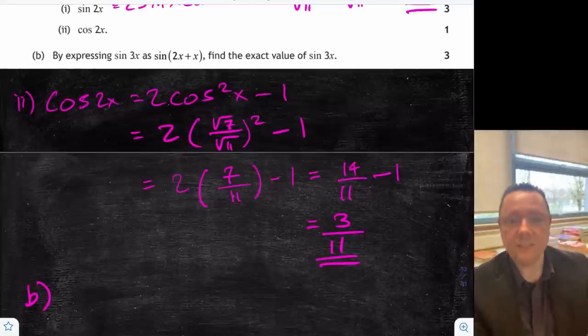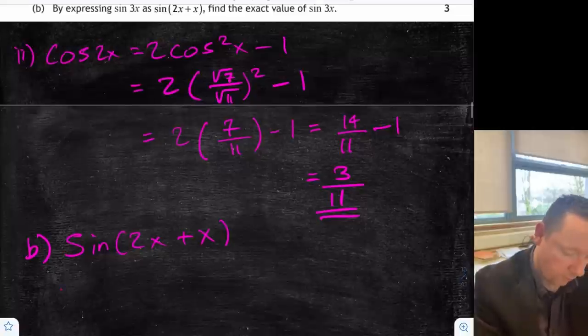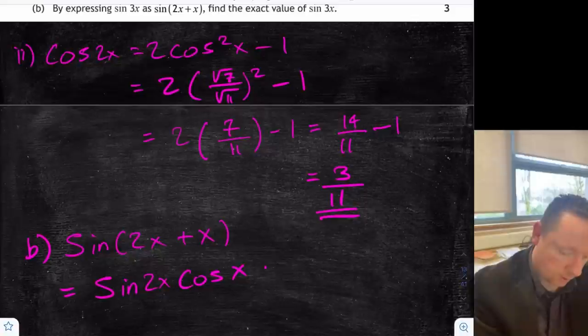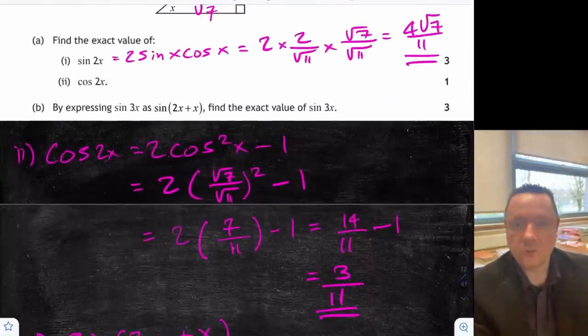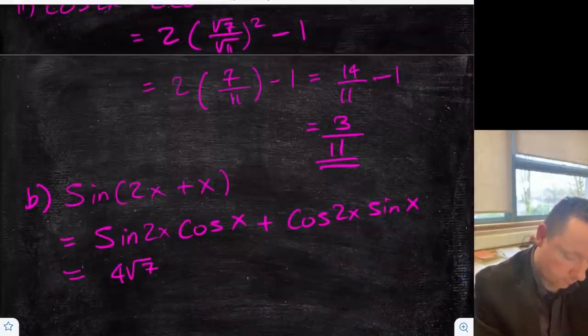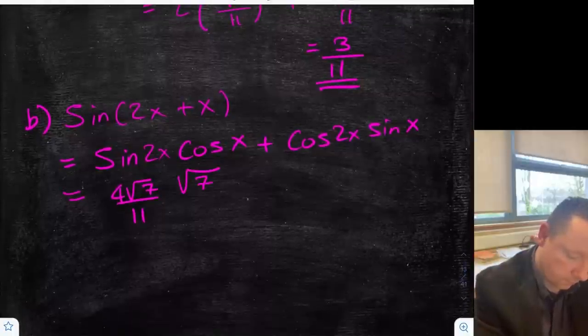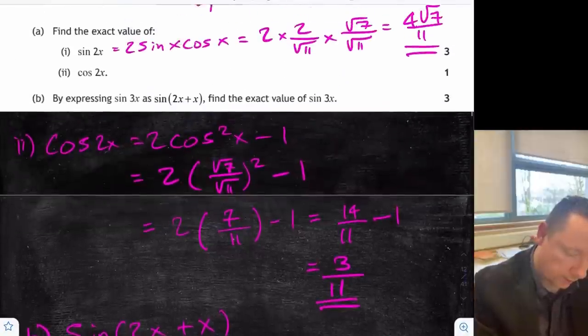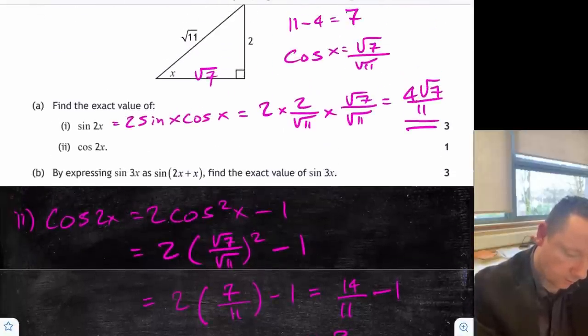Part B, by expressing sine 3x as sine of 2x plus x, find the exact value. So sine of 2x plus x, this is the addition formula now, from the start of the exam paper: sine 2x cos x plus cos 2x sine x. Now we have already worked out sine 2x and cos 2x at the top, so just using our answers, sine 2x is 4 root 7 over 11, cos x was root 7 over root 11, plus cos 2x was 3 elevenths, and sine x we already know is 2 over root 11.